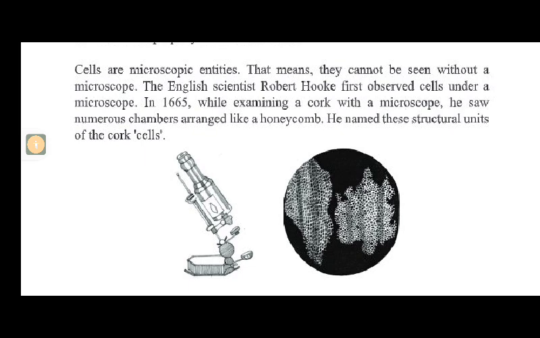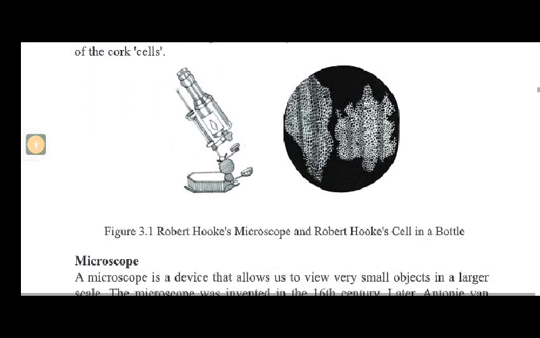Cells are microscopic entities. That means they cannot be seen without a microscope. The English scientist Robert Hooke first observed cells under a microscope. In 1665, while examining a cork with the microscope, he saw numerous chambers arranged like a honeycomb. He named the structural units of the cork cells.